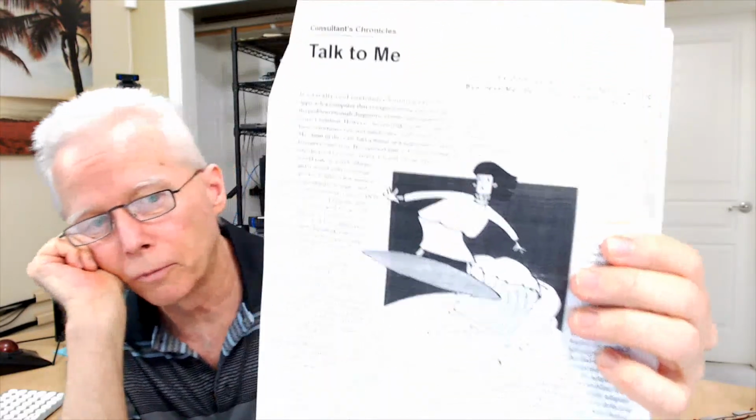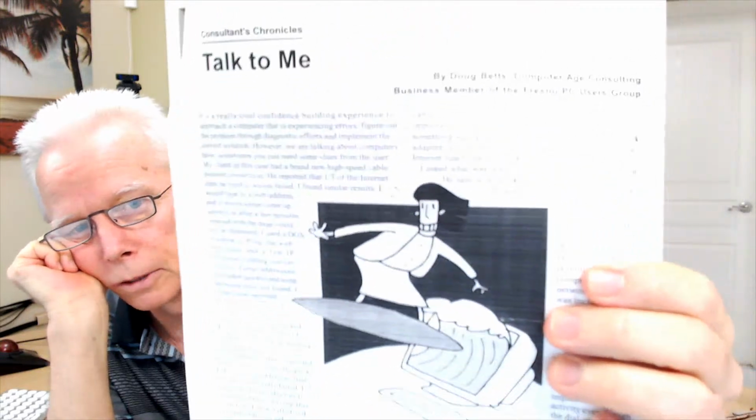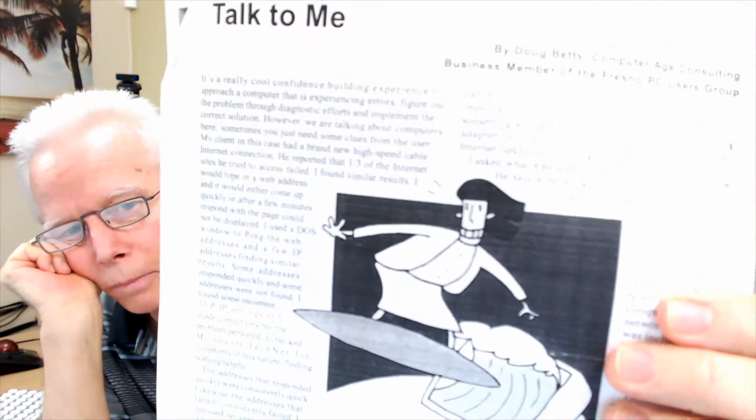So I stumbled across this article recently from a February 2001 edition of Rampages, which was the newsletter for a PC users group that I was involved in back then. And if you can see up there at the top, it was written by me, Doug Betts, Computer Age Consulting, and it was titled Talk to Me. And it's a story about how to solve a problem: I had to pull out more details from the user. And once I got those details, I was able to solve the problem.